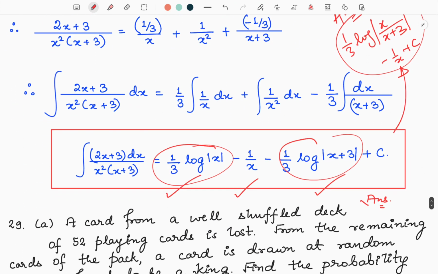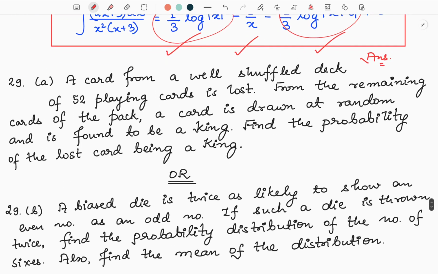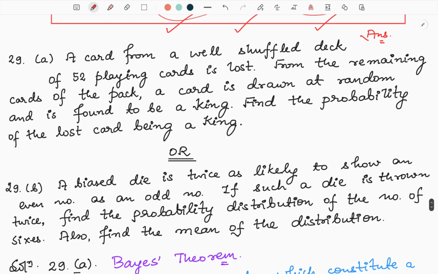Okay, now let's go to question number 29. Question number 29 is based on the chapter of probability. Okay, a very interesting chapter, probability. It is more about your logical reasoning and less about your calculation.